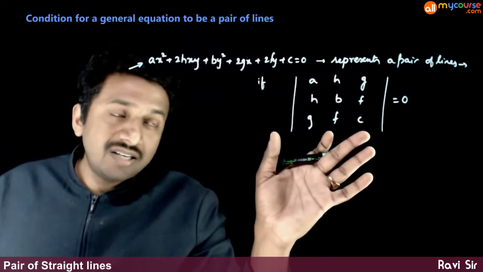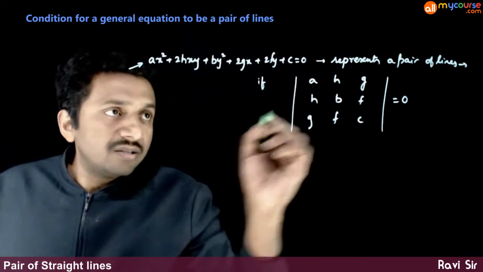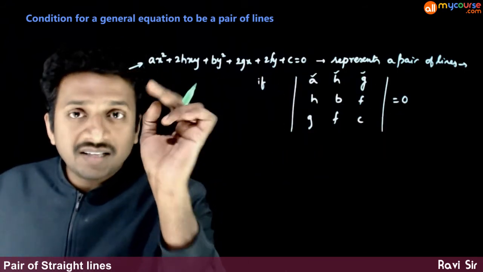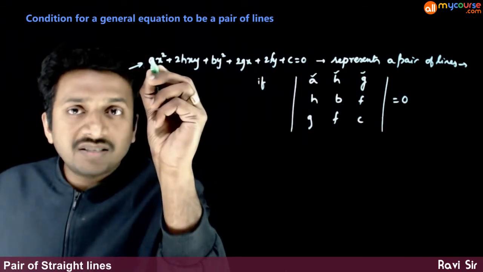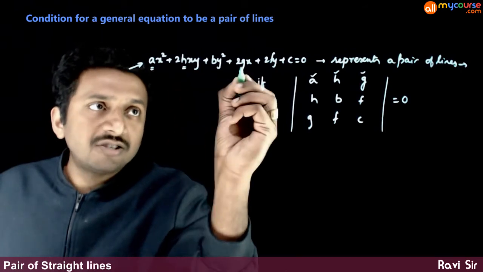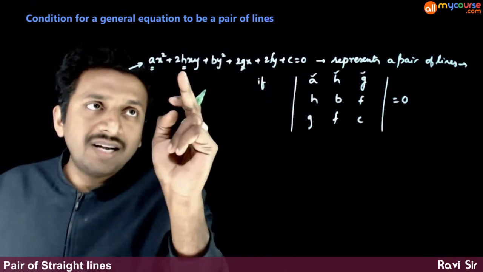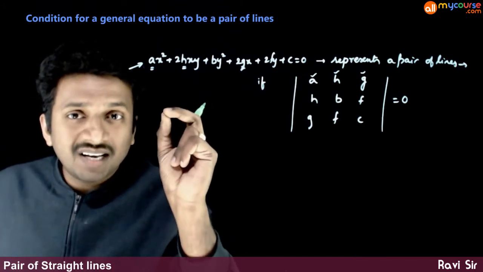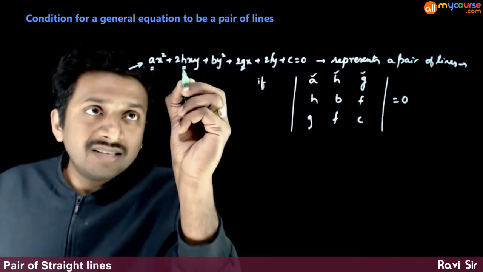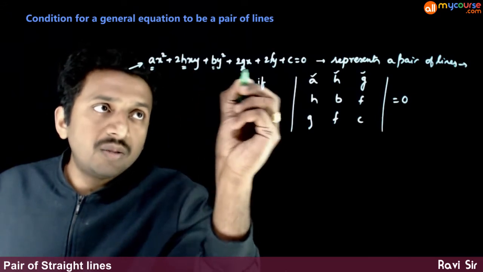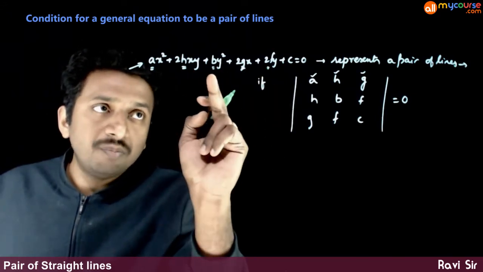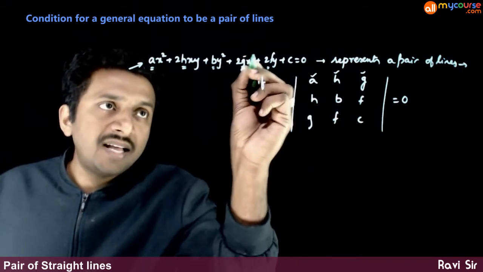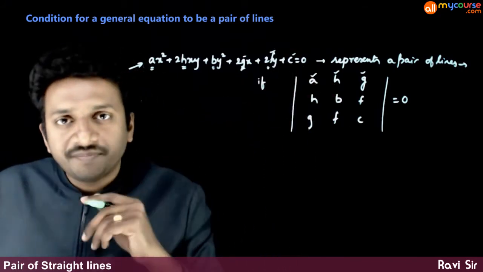And this determinant can be very easily remembered. First, A, H, G: just look at the terms which contain x. So x is present with A, with H, with G. So the first row contains A, H, G. And the second row contains the terms containing y. So y is present with H, with B, with F. So H, B, F in the second row. And the last three terms are nothing but the last three terms, G, F, C.